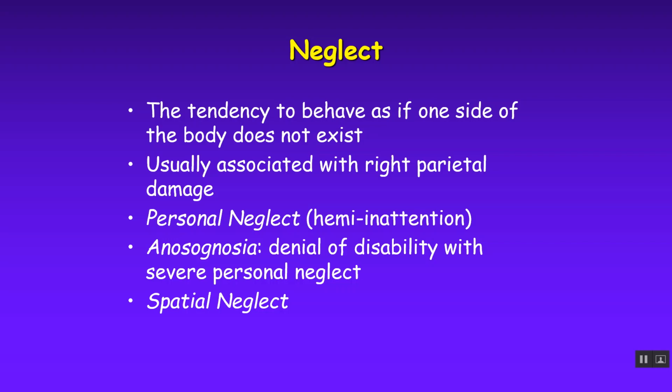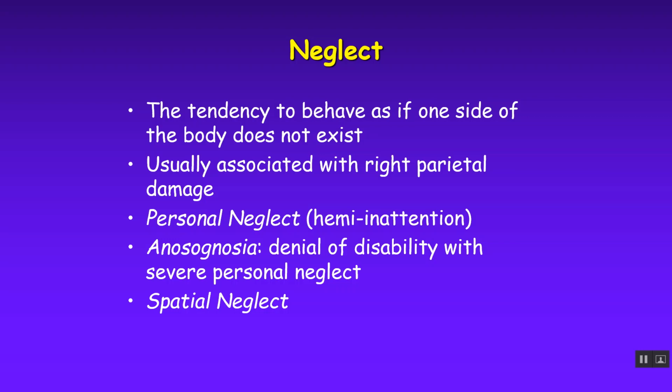Neglect. Neglect is where you have a tendency to behave as if one side of the body does not exist. I've already mentioned this. Usually associated with right-sided lesions, right parietal lobe damage, in that parietal association cortices. We have personal neglect, which is sometimes referred to as hemi-inattention, where they can have inattention to one side of the environment and even one side of their body. So that's hemi-inattention, personal neglect. And then the anosognosia is a very severe form of personal neglect.